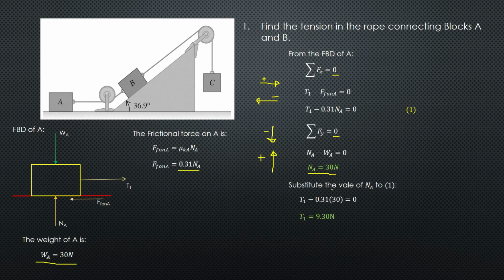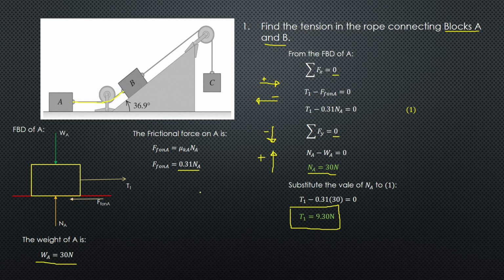Now we substitute the value of the normal force into equation 1, so you can solve for tension T1. That is T1 minus 0.31 times 30, since 30 newtons is the normal force. Simplifying this equation, you get 9.30 newtons. So that is the tension acting on the rope connecting blocks A and B, this one and that one.